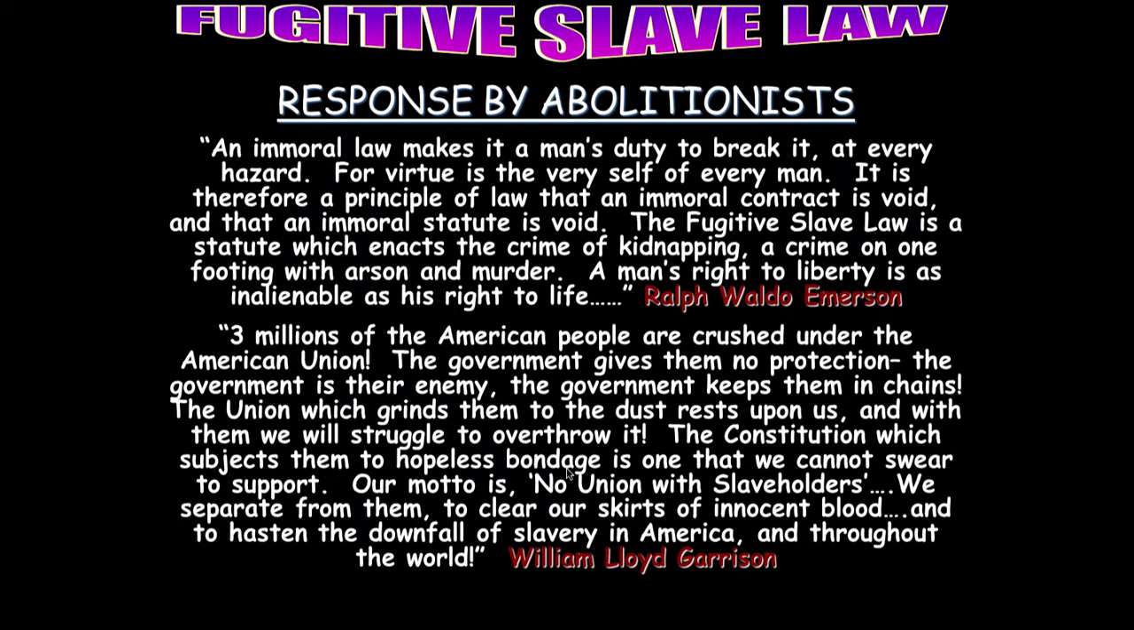Here are some responses to the Fugitive Slave Law by abolitionists. You can pause and look at this. Pretty intense with Emerson and Garrison.